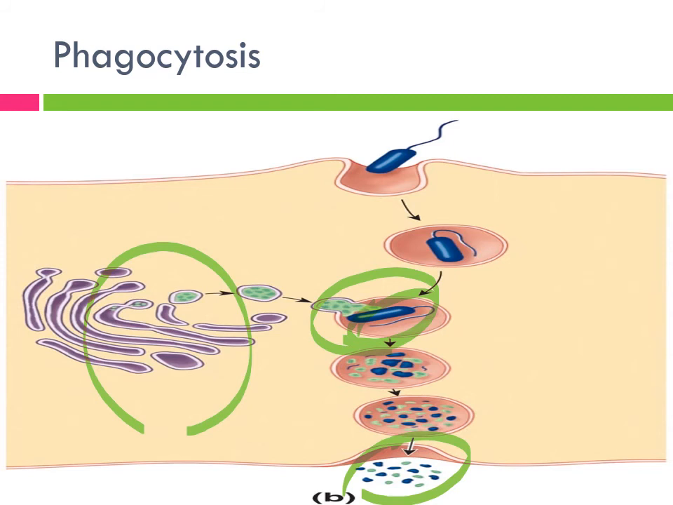So this is how a lot of our immune cells function. They are phagocytic cells, which means they roam around your body looking for bacteria, and they attack them by pulling them into the cell and then dissolving them with their lysosomal enzymes.